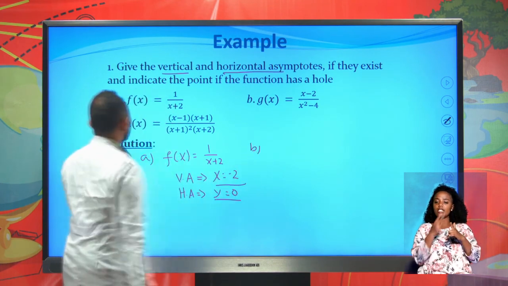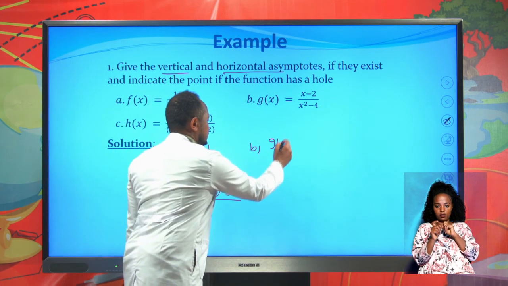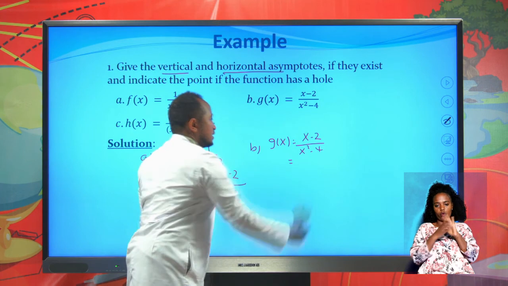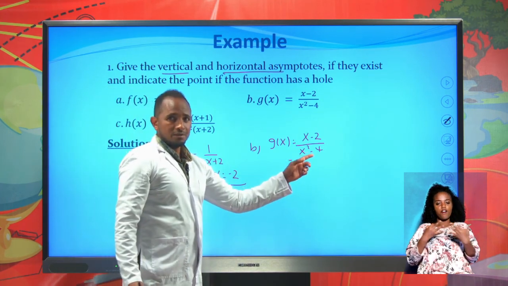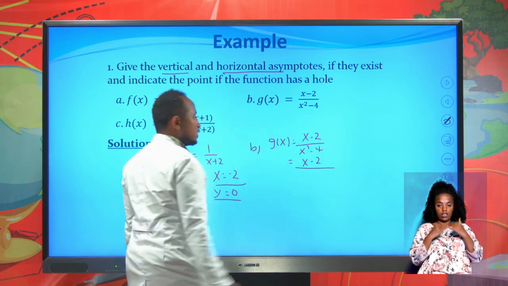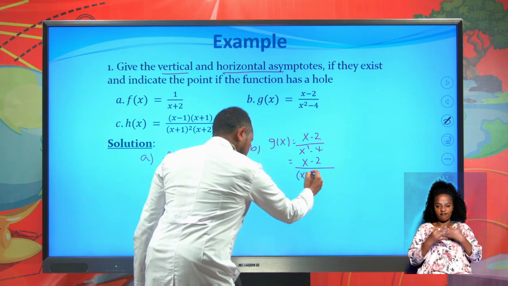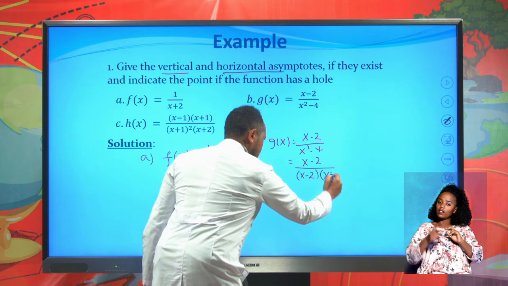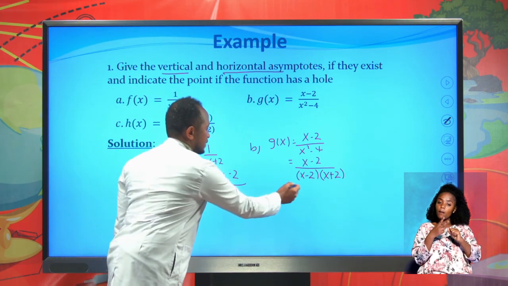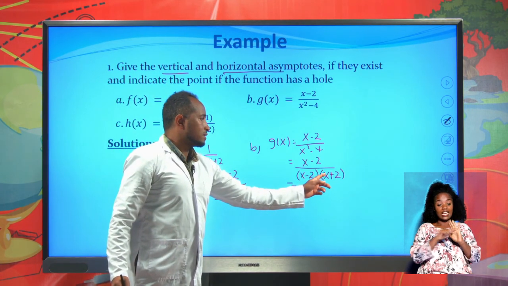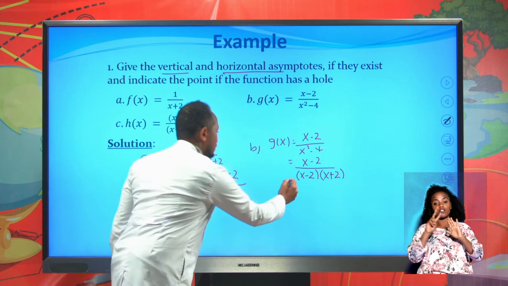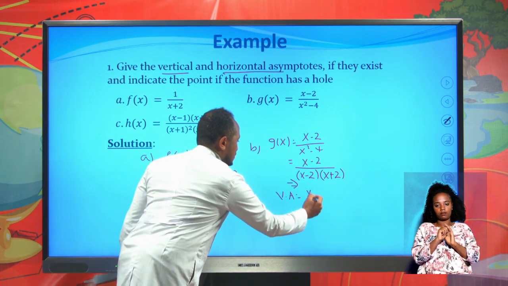Now, let's see b. g of x is equal to x minus 2 over x squared minus 4. To find the asymptote, first let's factorize the denominator, to see whether this will be simplified or not. x squared minus 4 means it is x minus 2 times x plus 2. So from this you can see that negative 2 makes this expression 0, but it cannot make the numerator 0. So we have x equals negative 2 as a vertical asymptote.